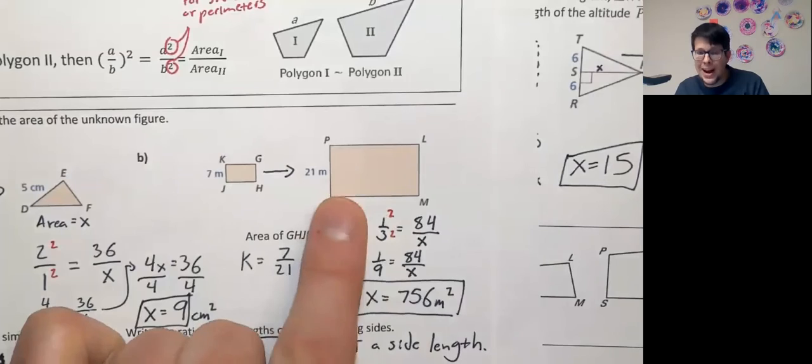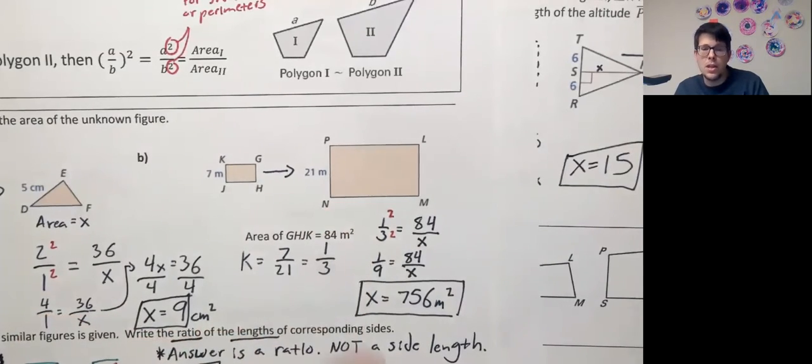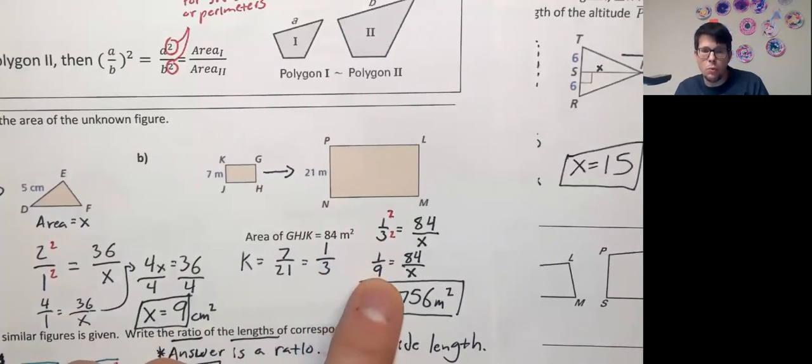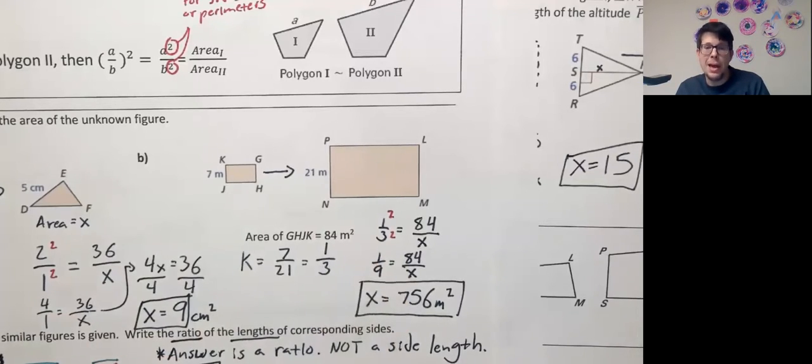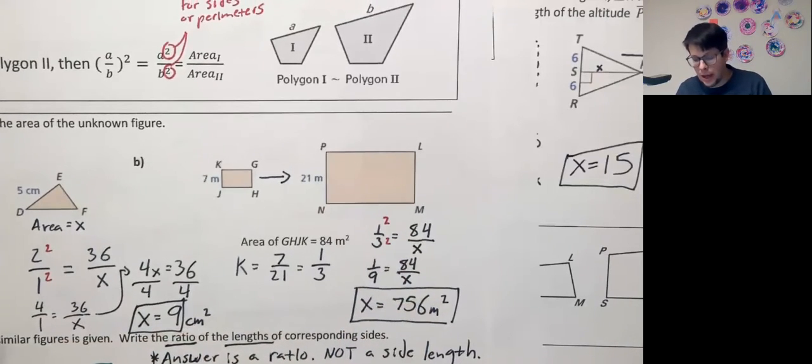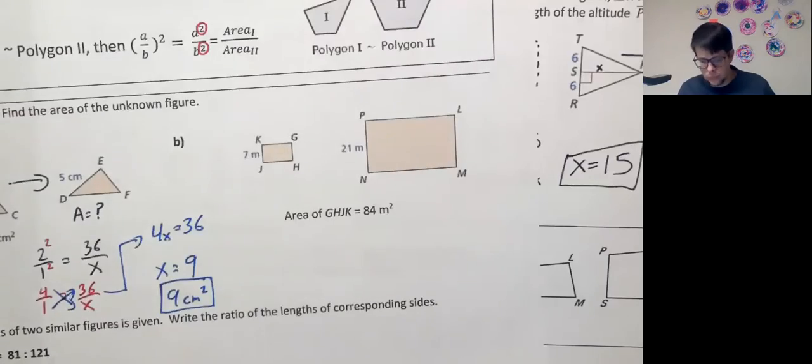So I've got my powers of 2 on the side lengths, not on the areas. Then I'm going to set up my proportion with my new fraction 1/9, and I'm going to cross multiply. My larger rectangle should have a larger area, and I end up with an area of 756. That is very big, and I'm feeling confident about that.